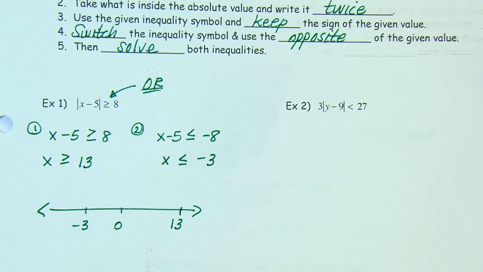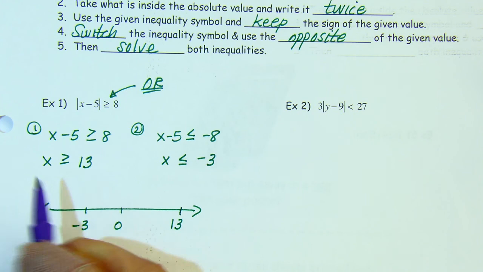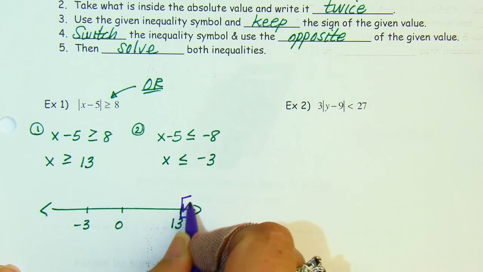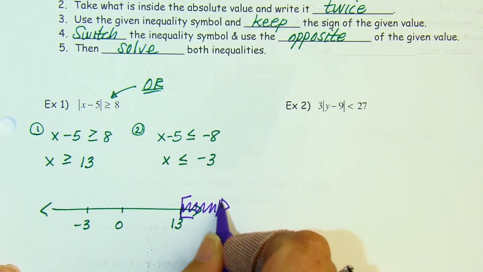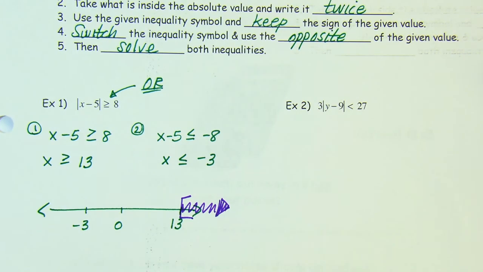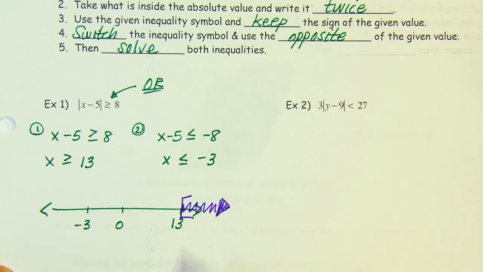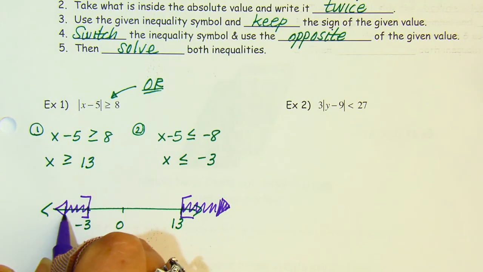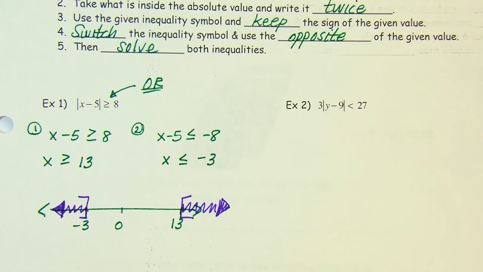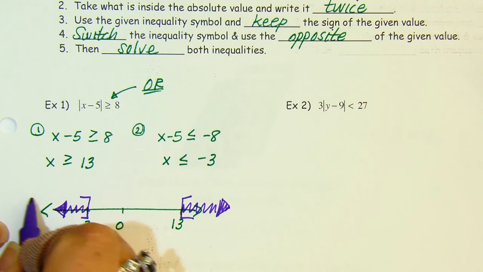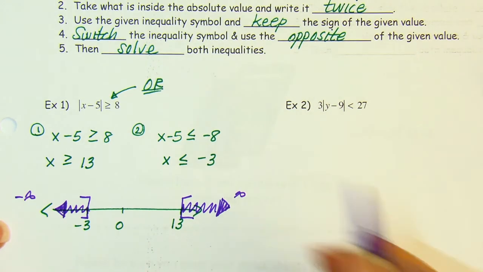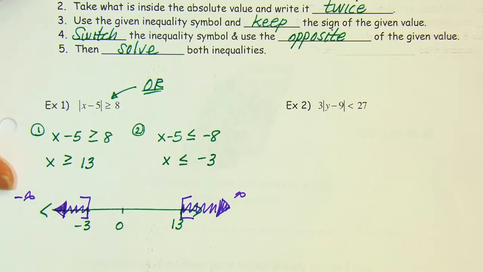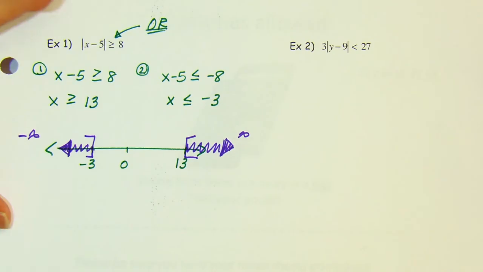Now I got to figure out the shading. Well, I'm going to start at 13, include it with a bracket, and shade it to the right. Remember, you need the thick arrow to indicate that the shading keeps on going. And at negative 3, I'm bracketing and I'm shading to the left, and a thick arrow. Now, recall that this side of the number line is going to negative infinity. This side of the number line is going to positive infinity, because I have to give my answer in interval notation, because it's inequalities.